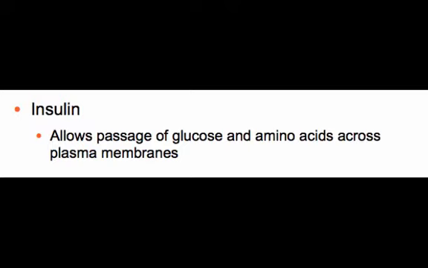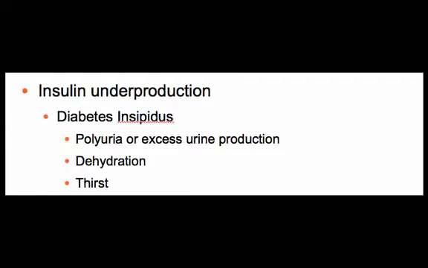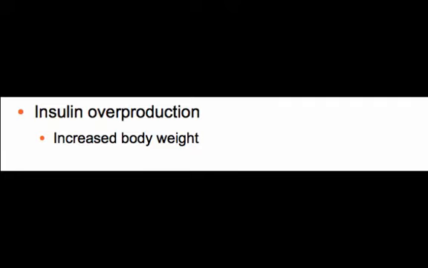Insulin is necessary for growth because it allows the passage of glucose and amino acids across the plasma membrane. Glucose and amino acids are used for the production of ATP. An underproduction of insulin results in a condition called diabetes insipidus and may result in polyuria or excess urine production, as well as dehydration and thirst. An overproduction of insulin could result in increased body weight.